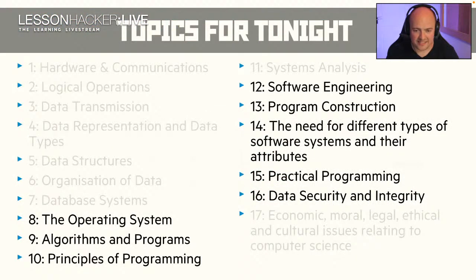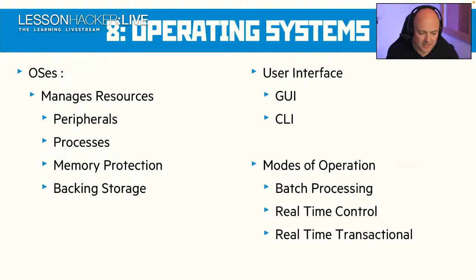Number eight, the operating system. This one, a little bit dry, I won't lie to you, but operating systems. What you actually need to know, despite every fun thing we've talked about, is that an operating system's job is to manage resources. What are those resources? Peripherals, inputs and outputs devices. They are talking to the operating system, which is deciding what to do with them.